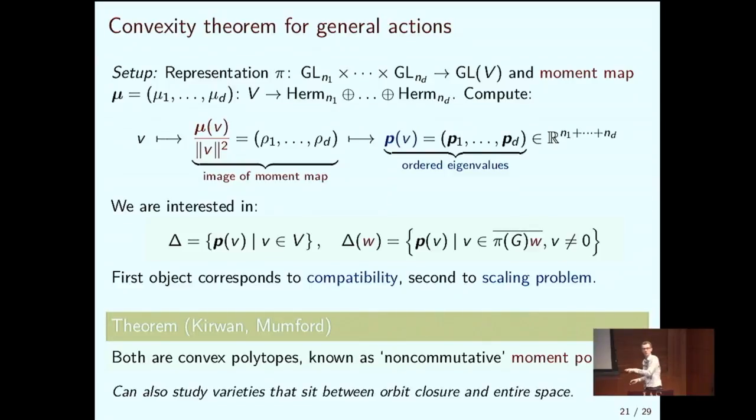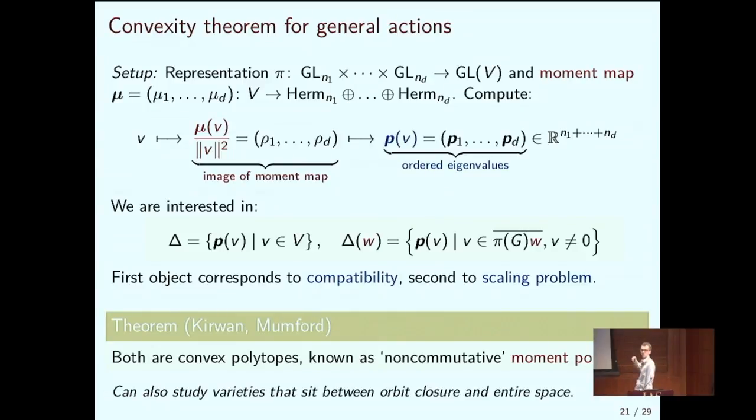We diagonalize each of these matrices, and we replace each n_i-by-n_i matrix by a vector of length n_i, which is just the ordered eigenvalues of this operator rho_i. Because it's Hermitian, that's a well-defined thing to do. So let's say bold P of V is this long vector of eigenvalues of these matrices rho_i. It's a point in that space.